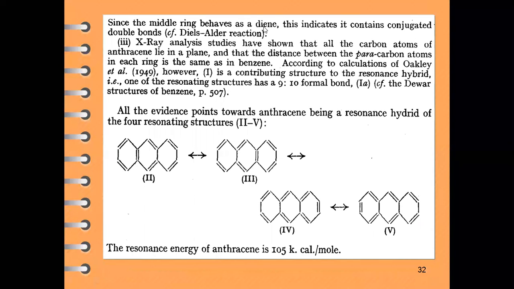Since the middle ring behaves as a diene for the addition of maleic anhydride, this indicates that it contains conjugated double bonds. So these two reasons are there. That's why we have confirmed the structure. One is the stable structure. Third reason, X-ray analysis has shown that all the carbon atoms of the anthracene lie in a plane, and the distance between the para carbon atoms of each ring is the same as that of benzene. So that means anthracene has three benzene rings fused together.